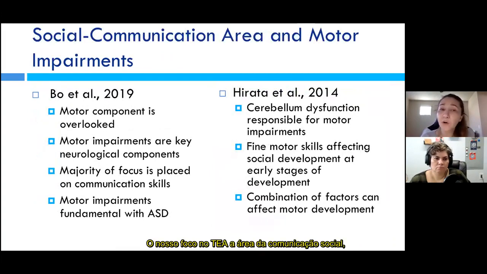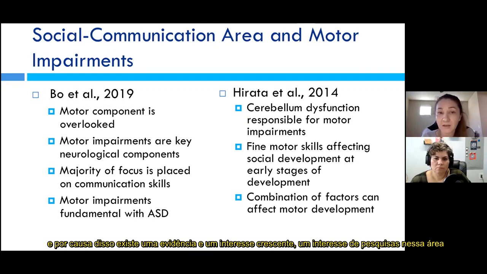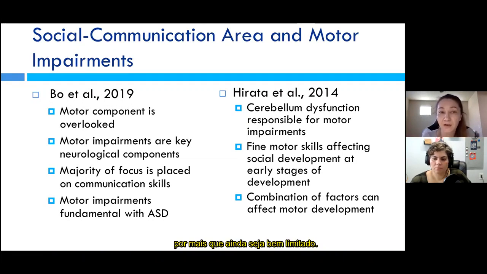So our focus in ASD is really the social communication area. And this is where my focus is, because motor impairments affect the social communication area. There are a few research studies that I identified for that reason. There's growing evidence and a growing research interest in that area. However, it's still very limited.